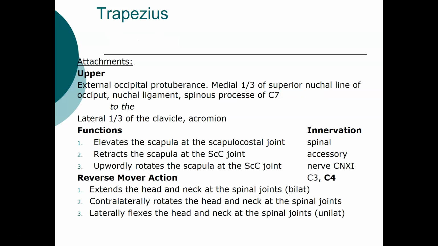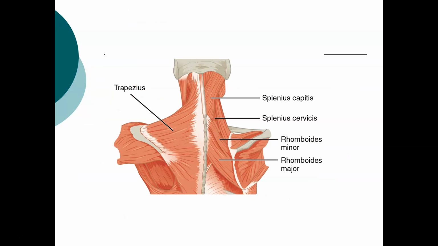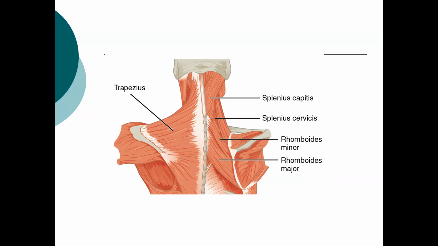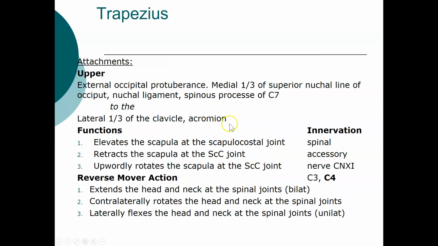Trapezius is a very, very large muscle. It covers quite a bit of the back, as you can see here. It goes from the occiput all the way down to T12. So its upper attachments are the external occipital protuberance, including the medial 1/3 of the superior nuchal line of the occiput, part of the nuchal ligament, and the spinous process of C7. It goes down to the lateral 1/3 of the clavicle and the acromion. This is the upper. So as I said, it covers a fair amount of area here. We will only be discussing these upper fibers for this course.